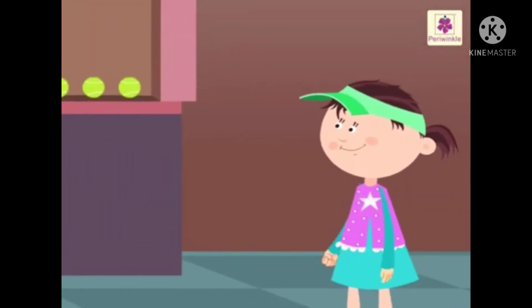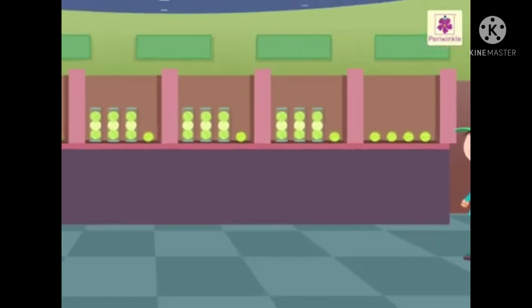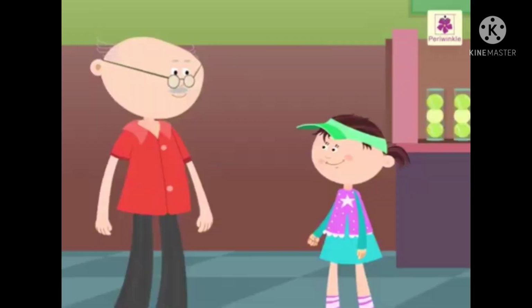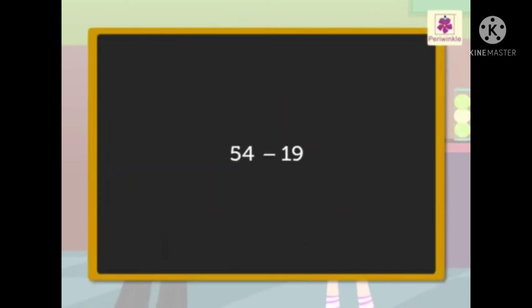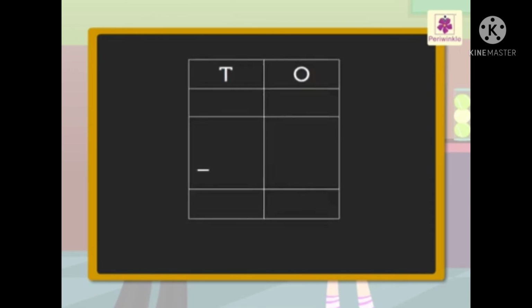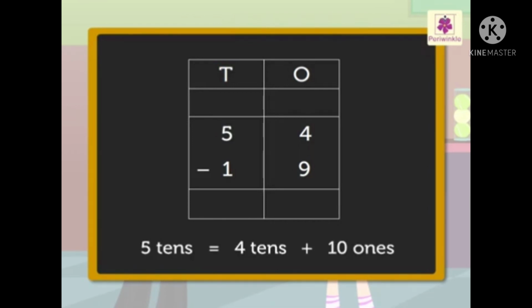Look, Anu has come to buy some tennis balls. There are 54 tennis balls. Anu bought 19 tennis balls. How many tennis balls are left with Mr. Wilson? We have to subtract 19 from 54 to get the answer. First, we write the numbers as per their place values. As we cannot subtract 9 from 4, we regroup the 5 tens. So we get 5 tens equal to 4 tens plus 10 ones.